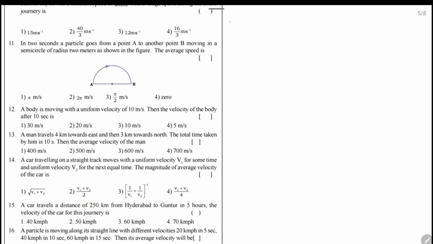Now question number 14. Right. So a car traveling on a straight track moves with a uniform velocity v1 for some time. Remember, for some time. And a uniform velocity v2 for the next equal time. Here time is equal. Observe that point. Time is equal. Then what is the magnitude of average velocity?